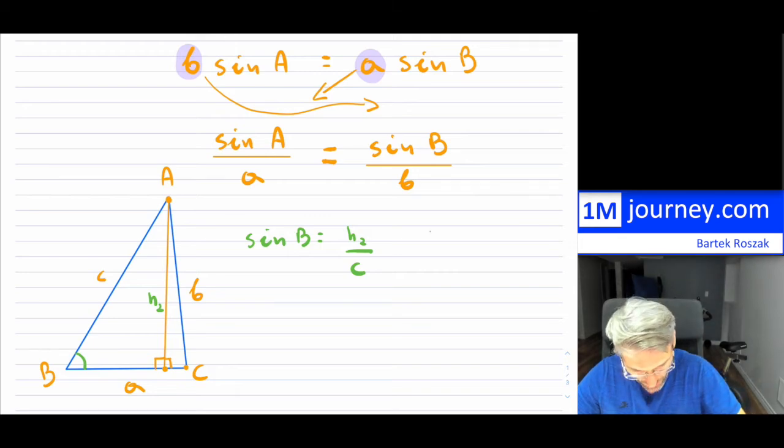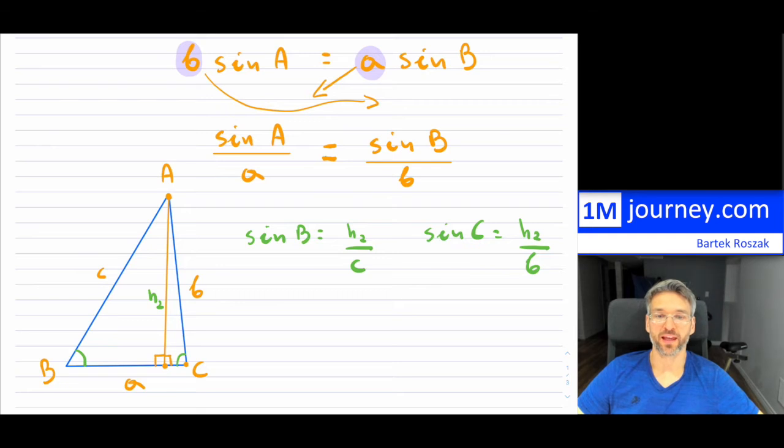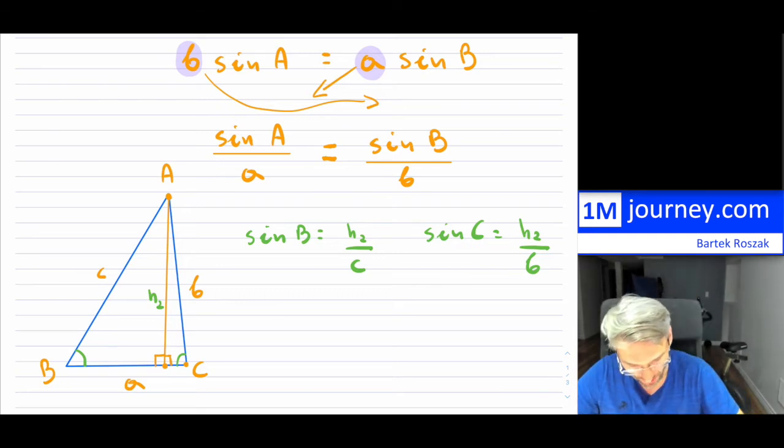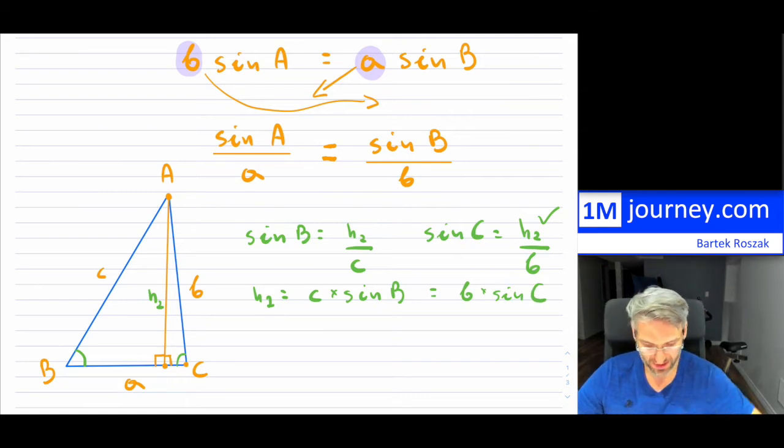And I also know that I have sine of the angle C. So this right here is equal to H2 over B. And now, doing the same trick, I know that H2 is equal to C multiplied by sine of B, which is also equal to B multiplied by the sine of the angle C. So that's what I have there.